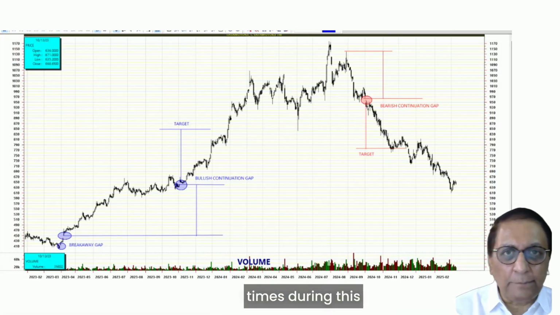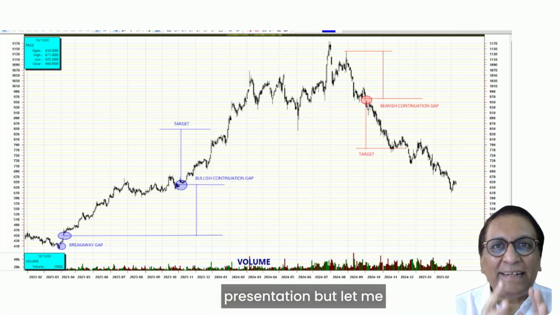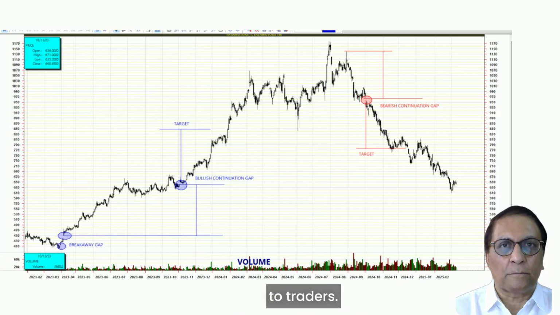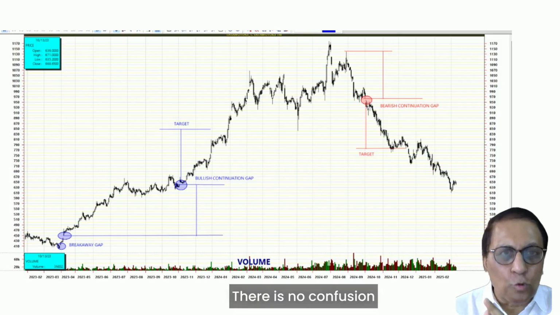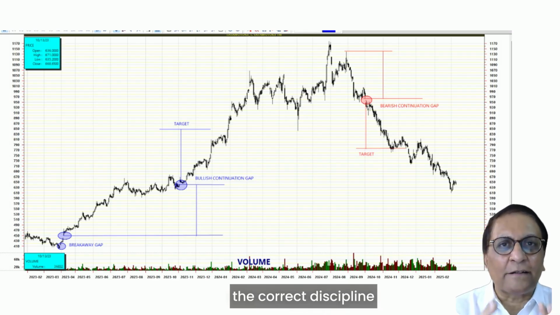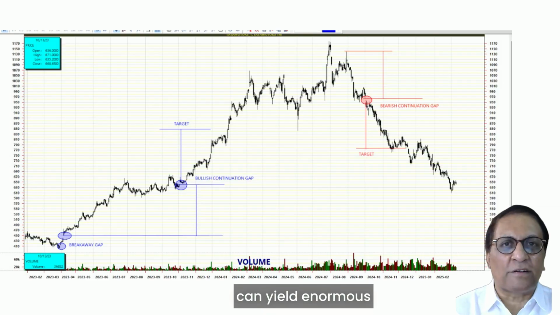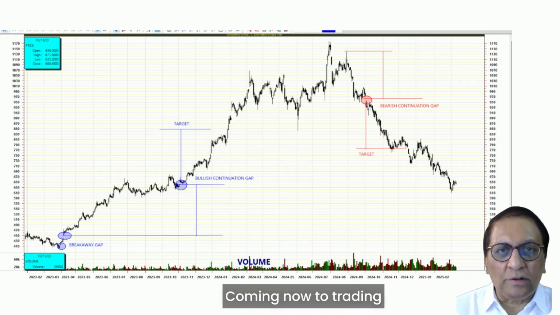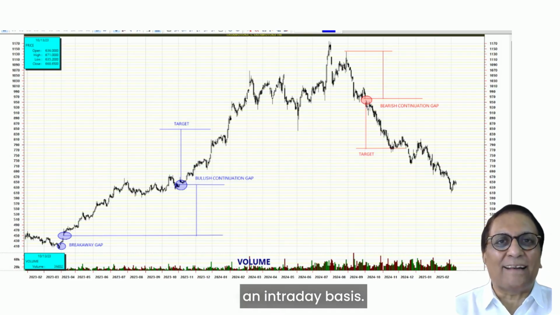Now, I've said this several times during this presentation, but let me repeat it again for you. They are God's gift to traders. There is no confusion in identifying a gap, and trading a gap with the correct discipline can yield enormous results for traders. Coming now to trading with gaps on an intraday basis.